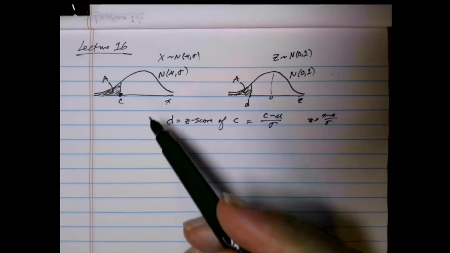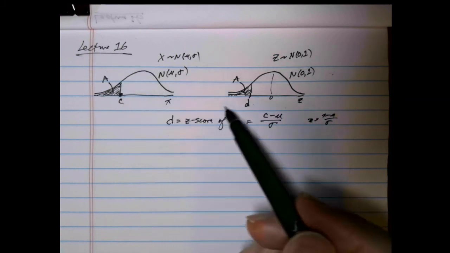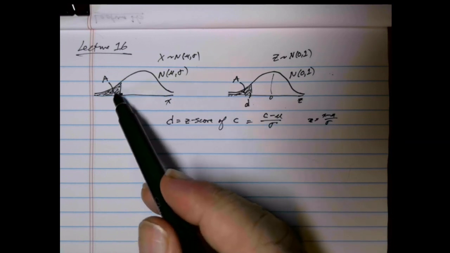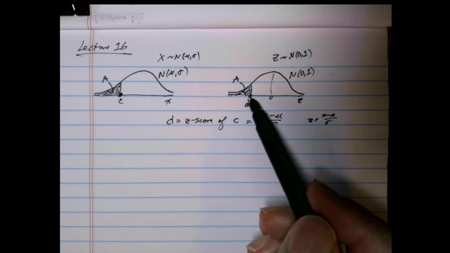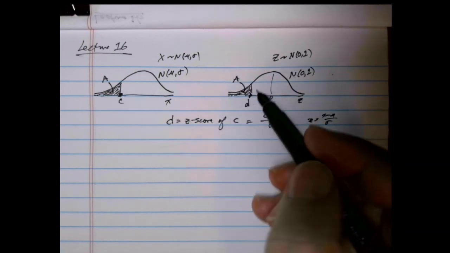People just say from x to z. You take a point on the x-axis, and you find a point over here on the z-axis so that the area to the left of your x point is the same as the area to the left of your z point. And of course, going the other way around is just as straightforward.